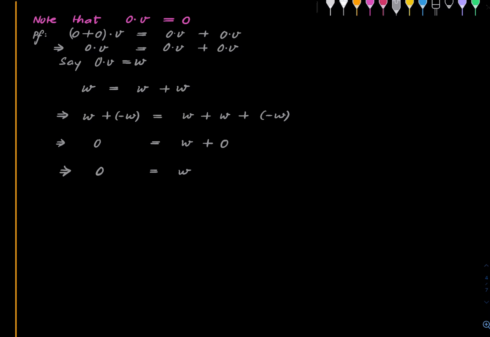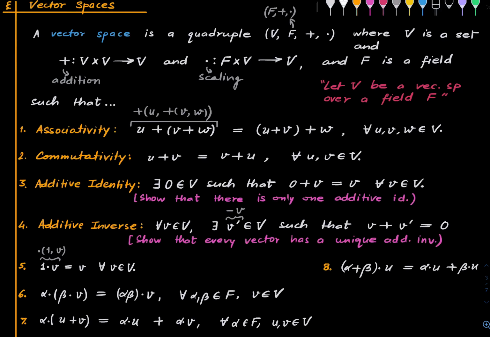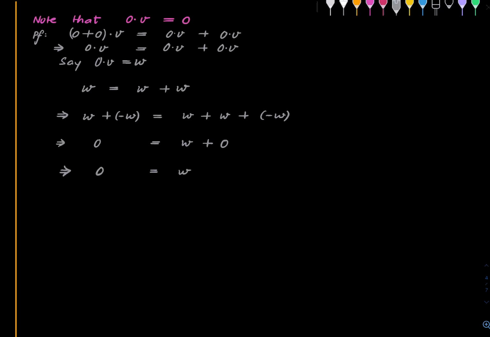This shows that if you scale any vector by 0, you get the additive identity or the 0 vector. This is also called the 0 vector. Maybe I should write it here. 0 vector, or simply 0. That's just a name. So I hope we followed this. And one more property.